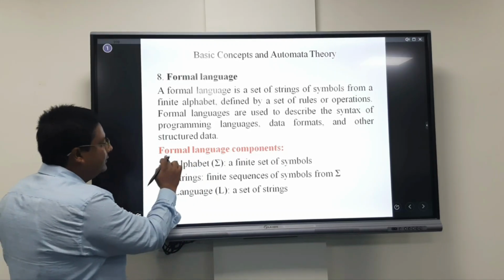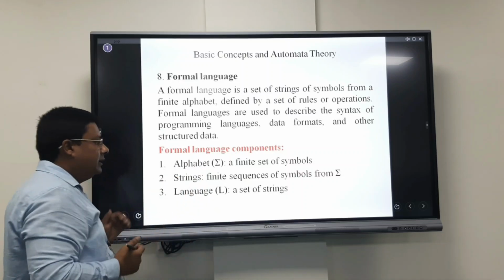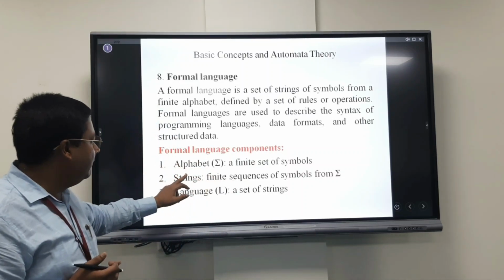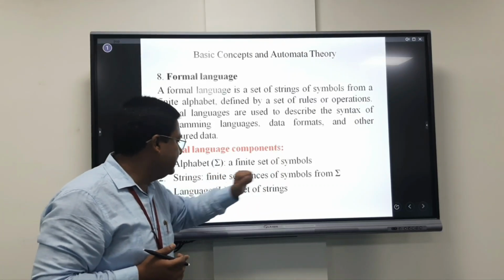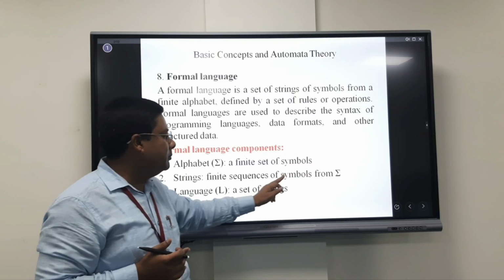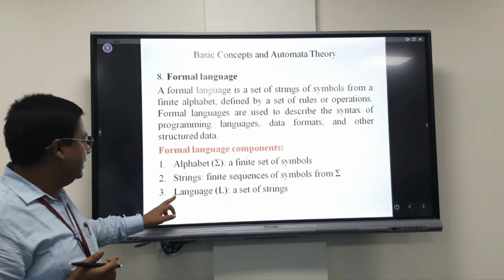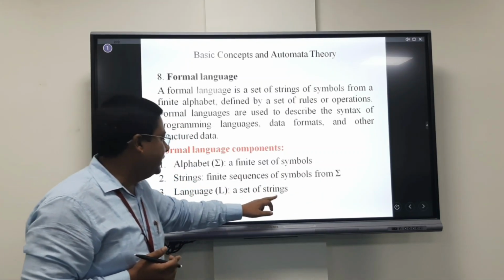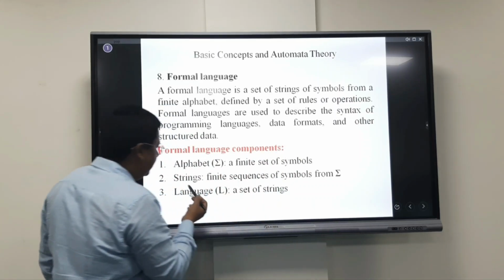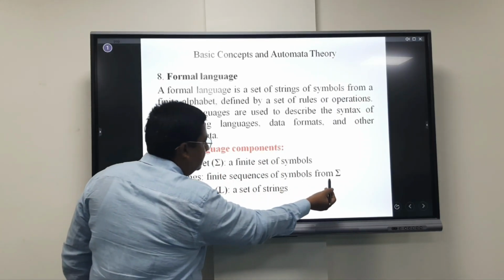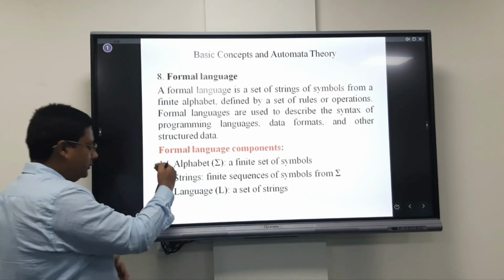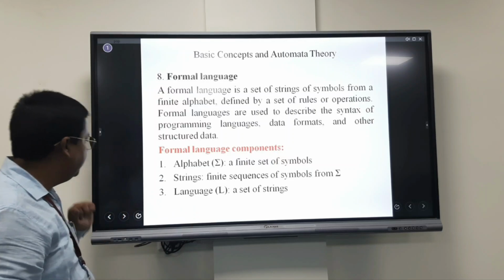Basic concepts, again: these are the components of formal languages. The first component is the alphabet, sigma, a finite set of symbols. Second is strings, finite sequences of symbols from sigma. Then language, capital L, a set of strings. They come one after another.